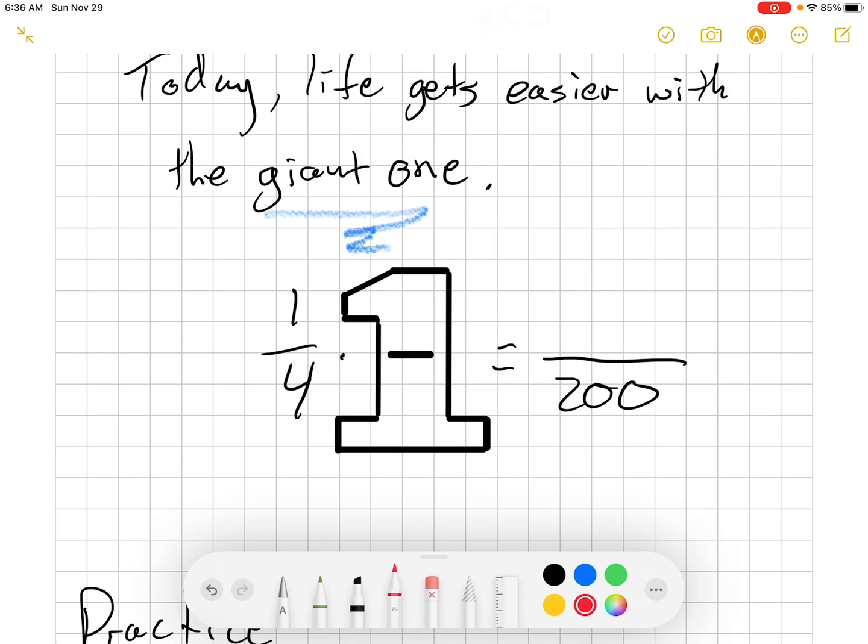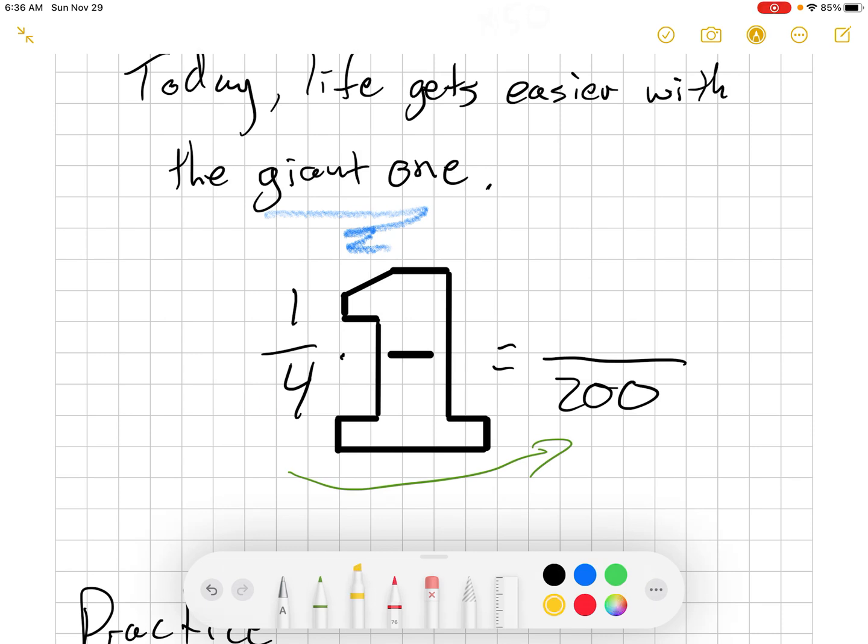I know this seems weird, right? But 1/4 times 1 should equal 1/4. But this 1 is a giant 1 that's going to look a little different to make my, in this case, fraction or ratio a little different. So it's all equal, but they just appear different. So to go back to our thinking that we used up above, right?